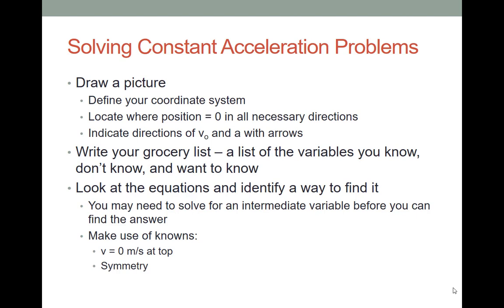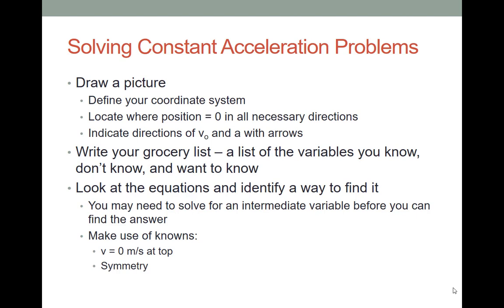Indicate the directions of the initial velocity and the acceleration with arrows. Write your grocery list. Grocery list, what is it? It's a list of the variables that you know, that you don't know, and what you want to know. It's like when you go shopping, you have to look at the recipe, figure out what the ingredients are, what you have, what you don't have, what you need to buy. That's why I call it a grocery list.